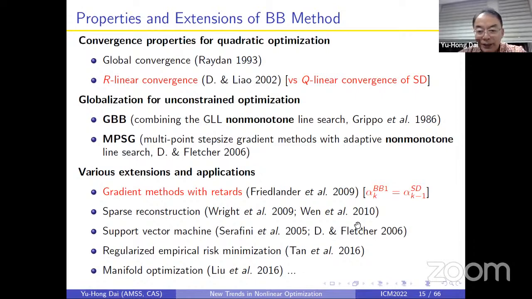Here I would like to mention that the current BB step size is exactly the previous SD step size. So we can see BB is some kind of SD with one retard. This attracted Friedlander to work on gradient methods with retards. BB's work was the most highly cited research work of Jonathan Borwein.